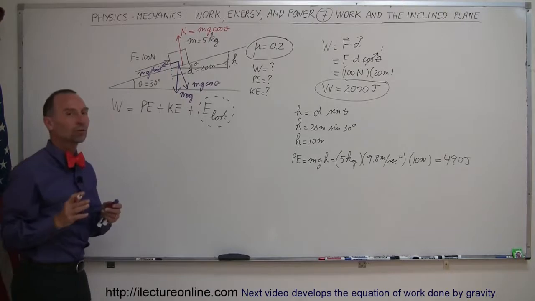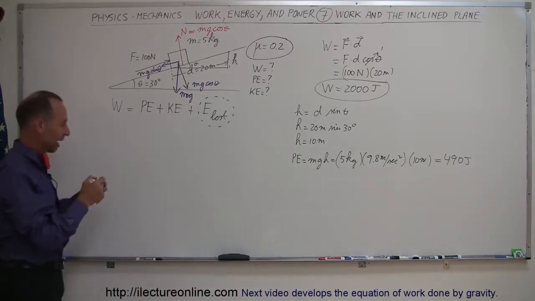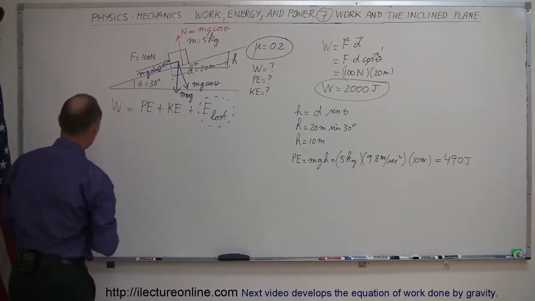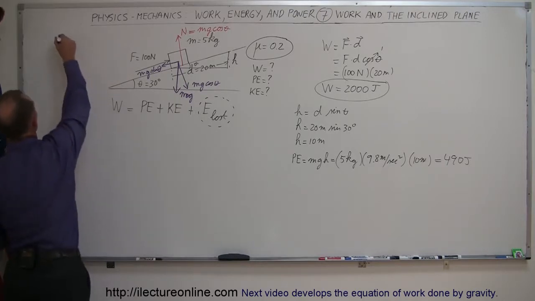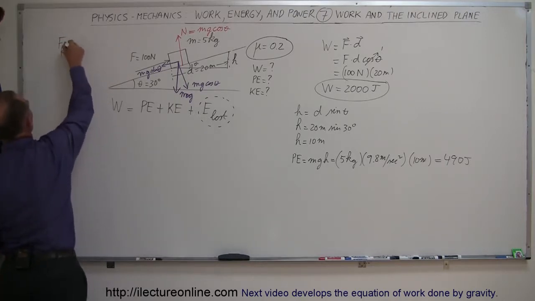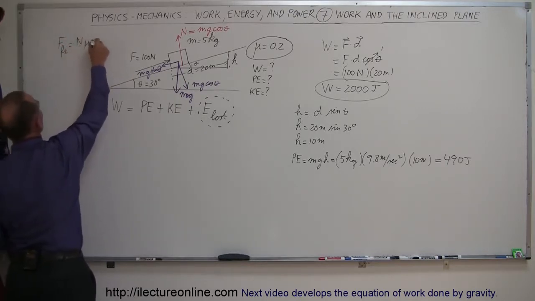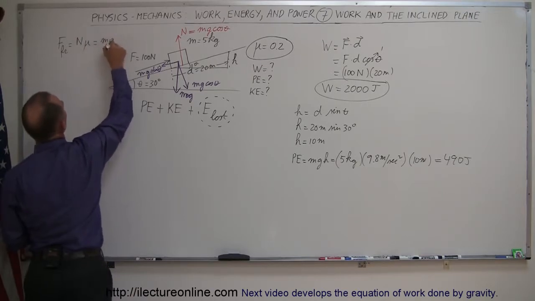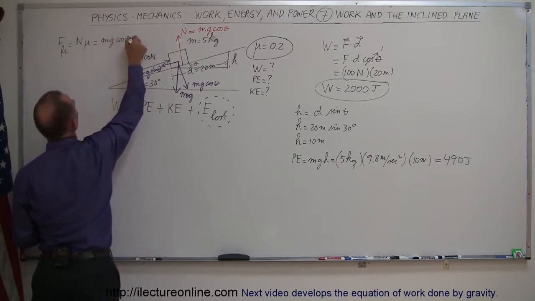And then the friction force, of course, is equal to the normal force times mu. So let's go over here. The force of friction, which by definition is the normal force times mu, would be equal to mg cosine theta times mu.